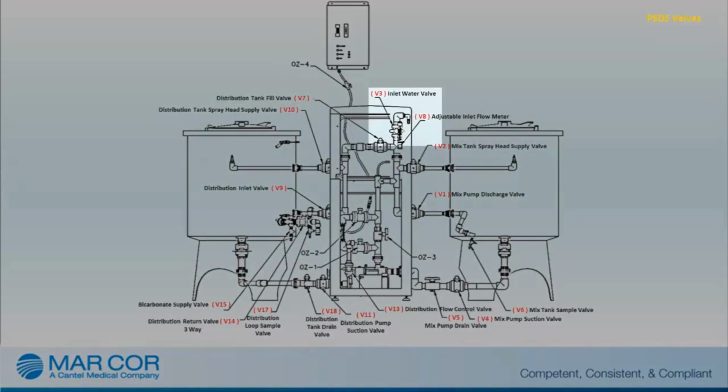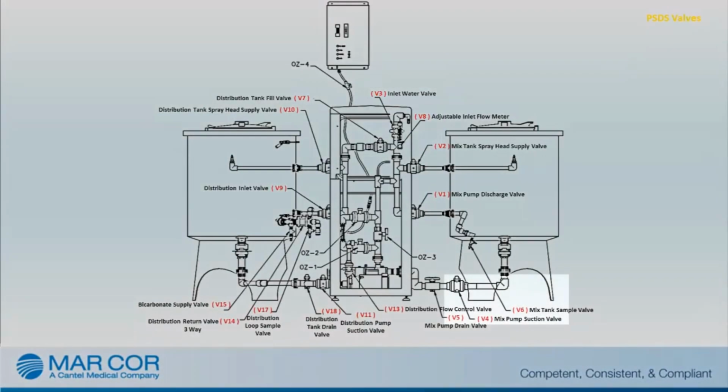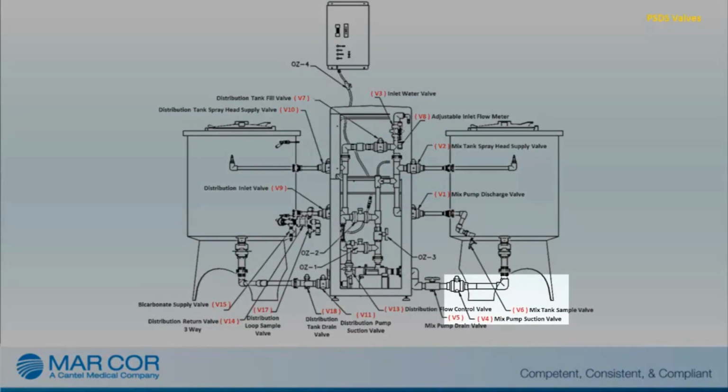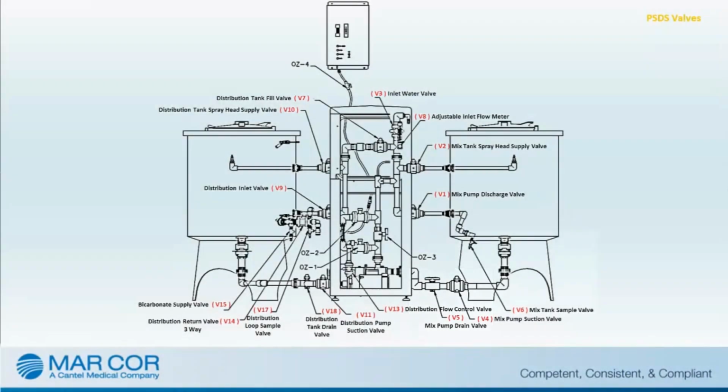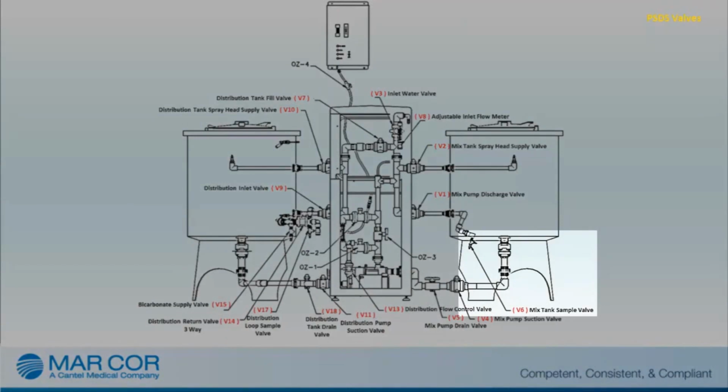When opened, V3, the inlet water valve, allows RO water flow into the system. When opened, V4, the mix pump suction valve, allows for the mix tank solution to flow to the mix pump. When opened, V5, the mix tank drain valve, allows for draining of the mix tank. When opened, V6, the mix tank sample valve, allows for sampling of the solution in the mix tank.